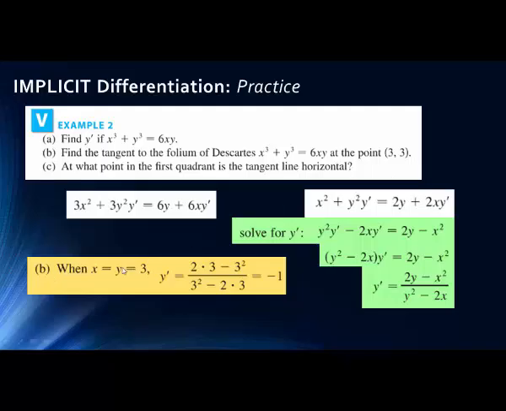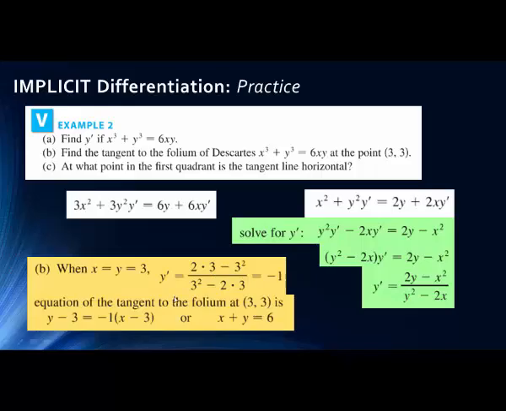When we do that, we get y prime equals negative 1. Now it's very simple. Remember, it's y minus y1 equals the slope times x minus x1. And so we get this equation, which simplifies to x plus y equals 6.